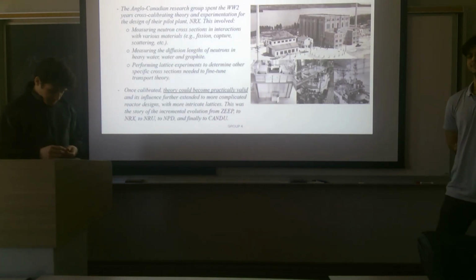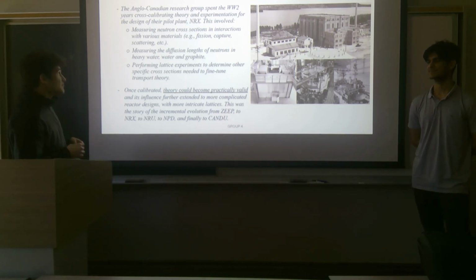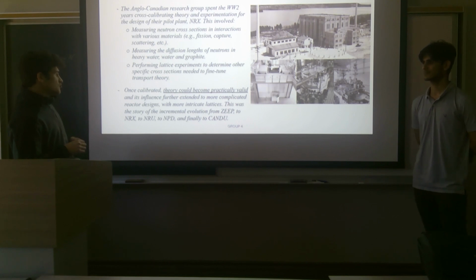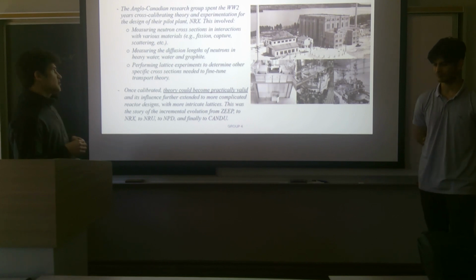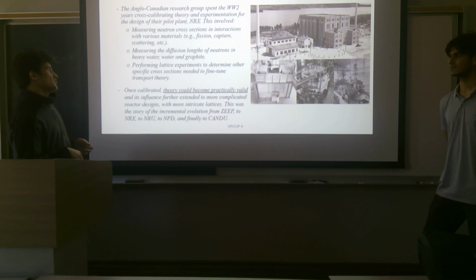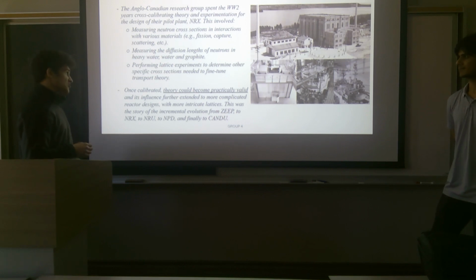And just to put into perspective that what we're doing is important, if you take the early years of nuclear research in Canada, in the World War II years, the Canadian English Research Group spent a lot of time cross-calibrating theory with experiments. They had to perform a lot of experiments to calculate neutron cross-sections, so the group constants that appear in theory. This could be fission, capture, scattering, many different ranges.